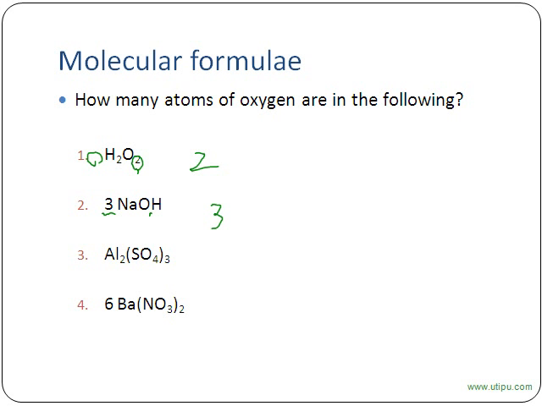All right. Our next one, Al2(SO4)3. In this one, there is a 4 after the oxygen, so we have at least 4 of those, but the 3 distributes that.